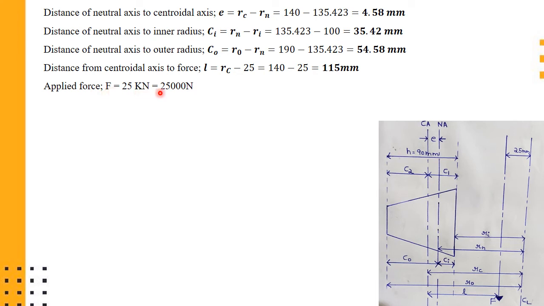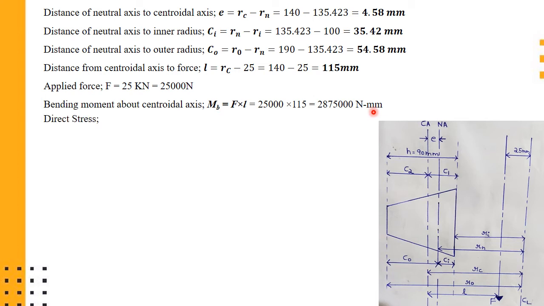So the applied force F here is 25 kilonewton. You write it in terms of Newton, that is 25,000 Newton. Now you can calculate the bending moment which is acting about the centroidal axis. Bending moment is equal to force into distance. So 25,000 into 115 will give you the bending moment value. And be careful about the unit. It is Newton mm.